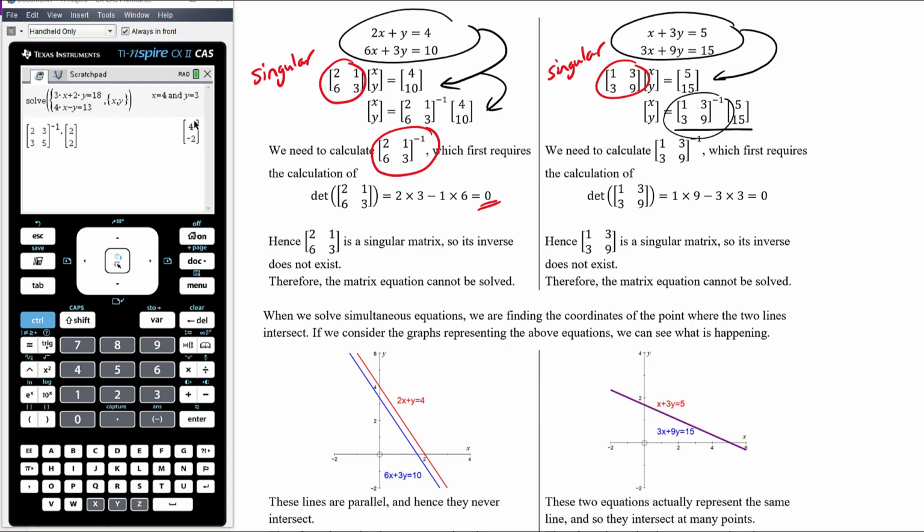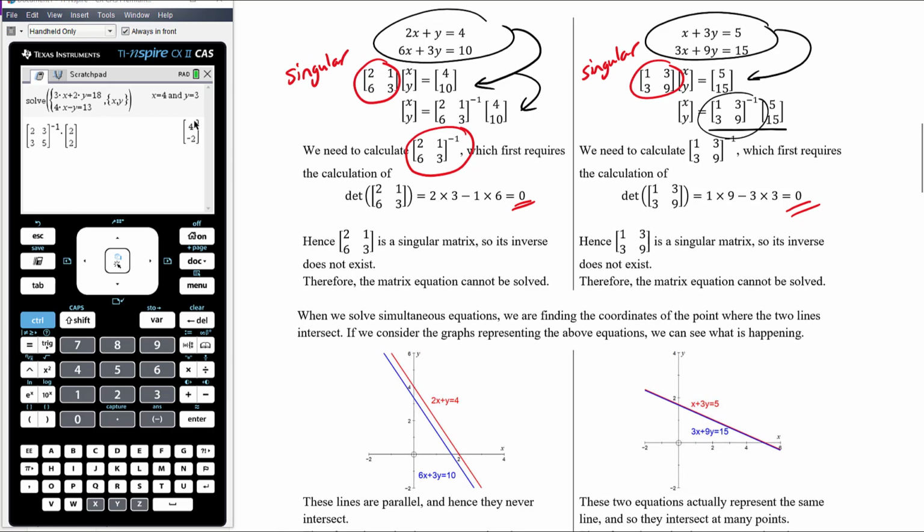And again, this determinant will equal 0 if we try and solve that. So when we get a matrix equation that represents simultaneous equations, where we cannot solve it because we find we have a singular matrix, that's indicating one of two graphical things are happening. Either the two lines are parallel and there are no solutions, or the two lines are the same line and there are infinitely many solutions.